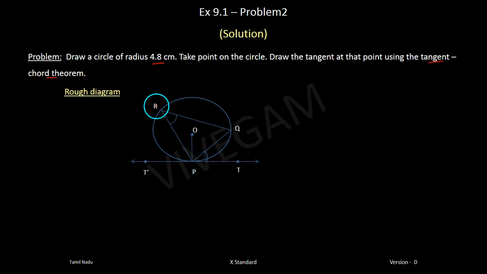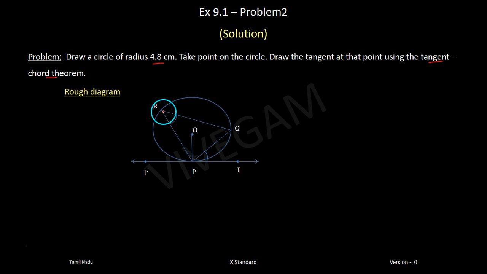So mark one more point on it, R, which is distinctly different from Q, and it has to be in the anti-clockwise direction. Okay, so now let's mark R. So this is PRQ. Now connect PR and QR.